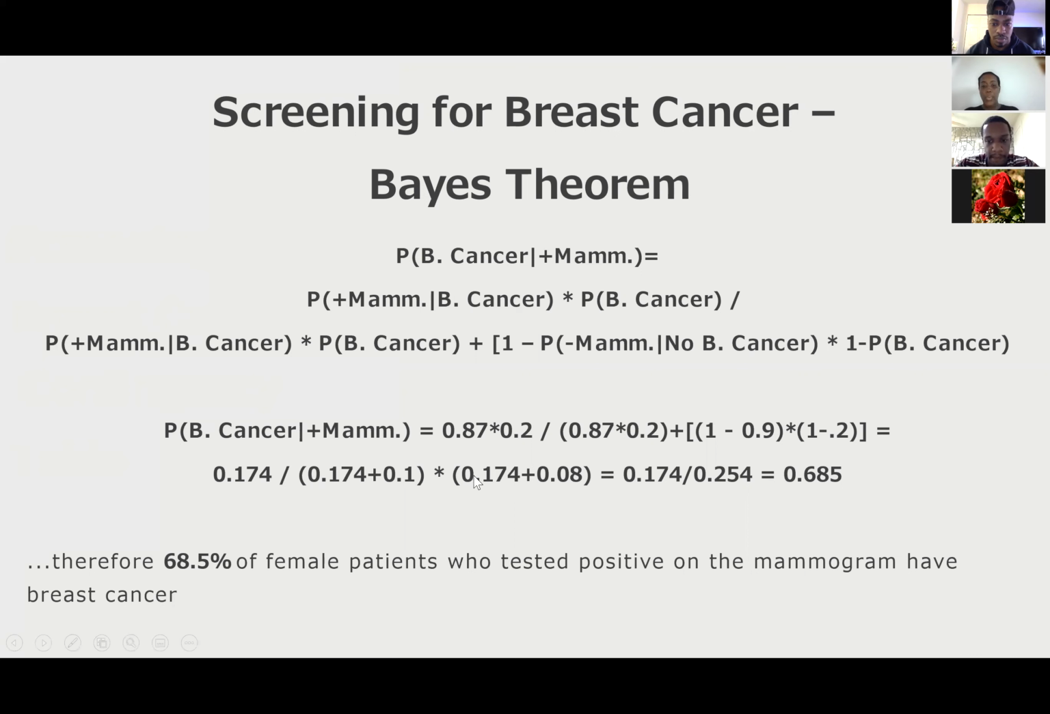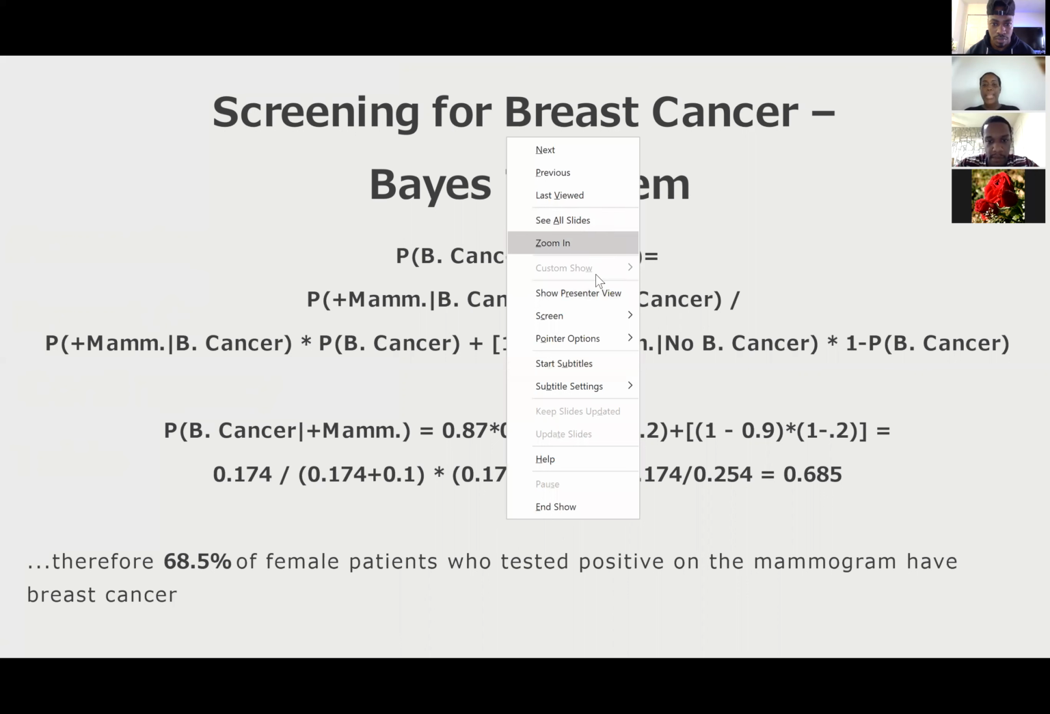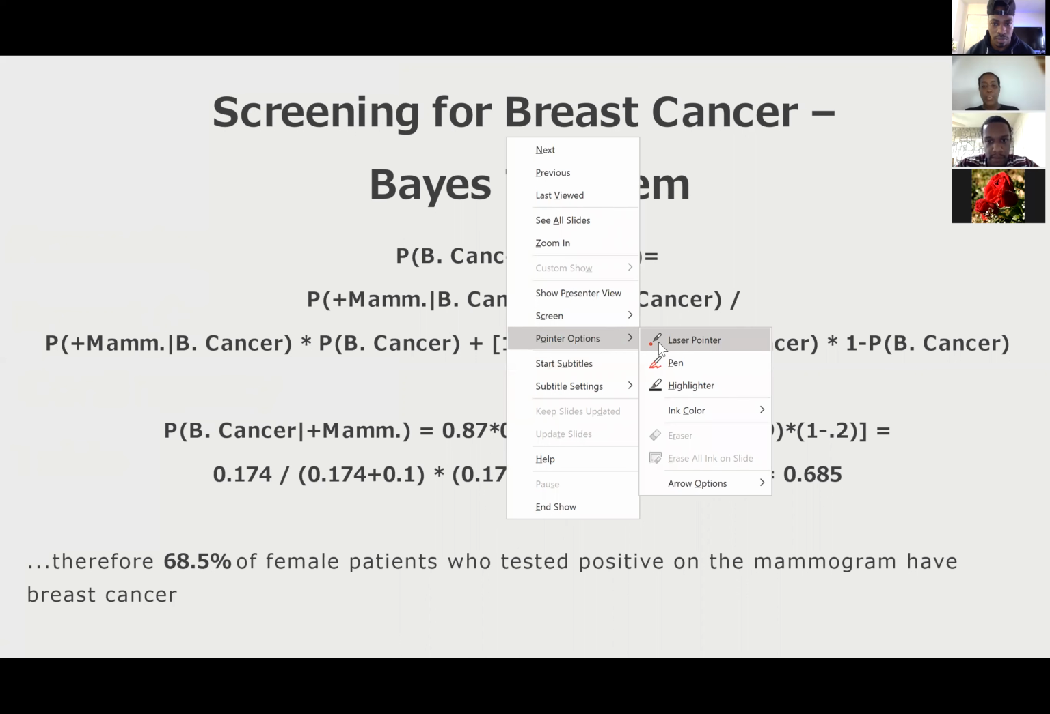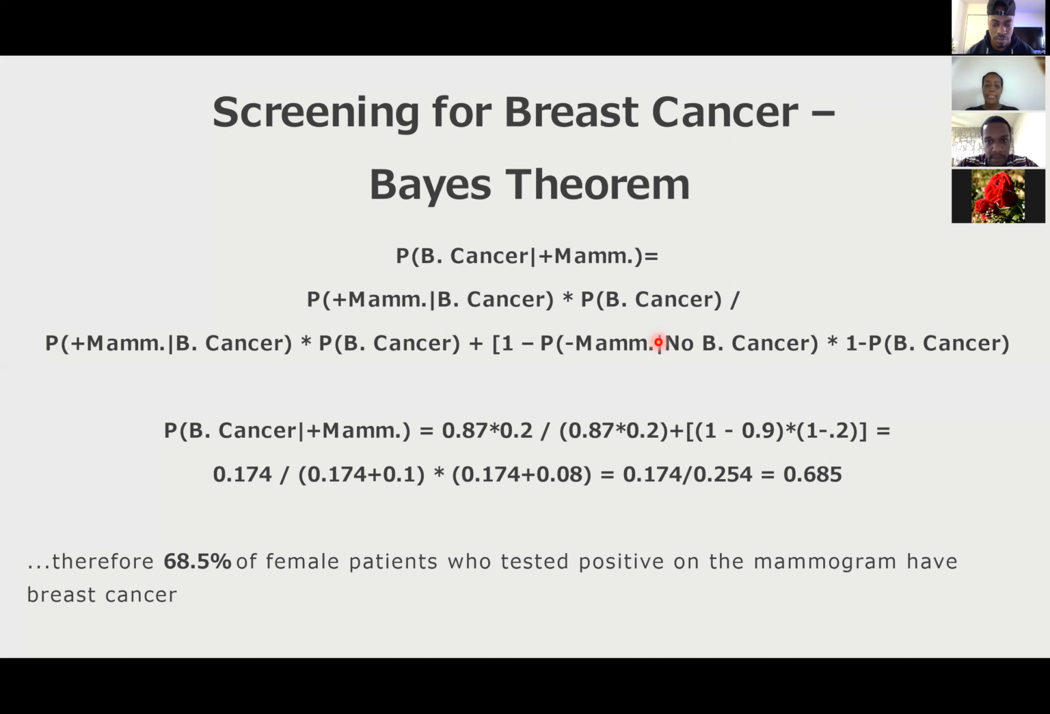Looking at the equation at the bottom here, 0.174 divided by 0.174 plus 0.1 multiplied by 0.174 again plus 0.08 gives us 0.174 divided by 0.24. You find that 0.685 or 68.5% of female patients who tested positive on the mammogram indeed have breast cancer.